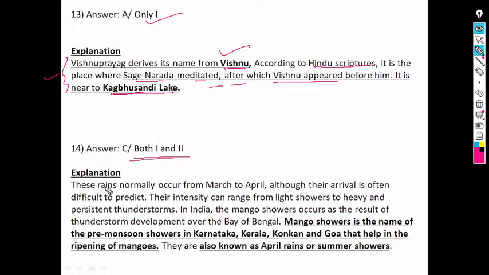Both 1 and 2 are correct. These rains normally occur in March to April, although their arrival is often difficult to predict. Their intensity can range from light showers to heavy and persistent thunderstorms. In India, mango showers is the name of pre-monsoon showers in Karnataka, Kerala, Konkan, and Goa.